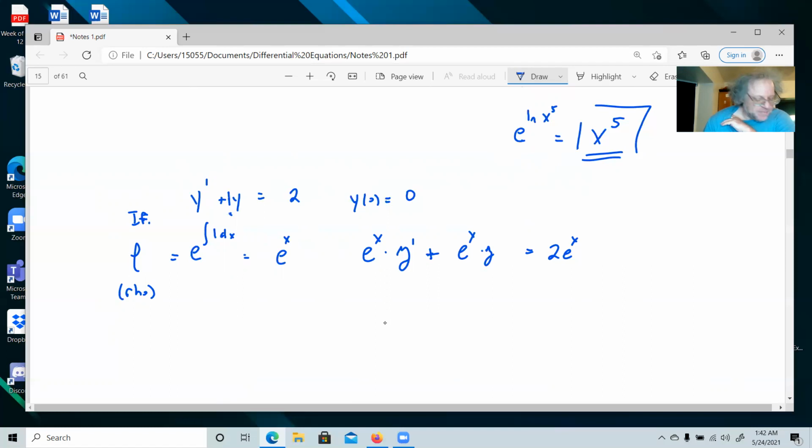What am I looking at here? So let's take a look. What's the derivative of e to the x times y? What's the derivative of the first? Actually, let's change the order.